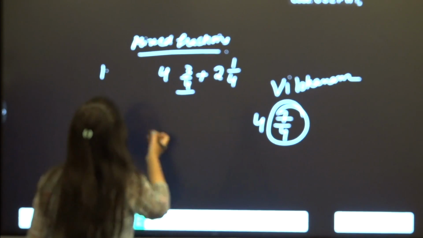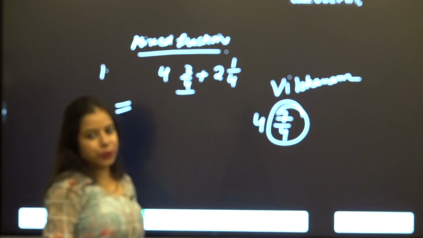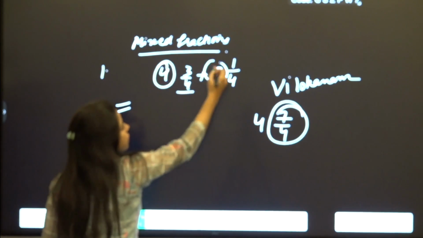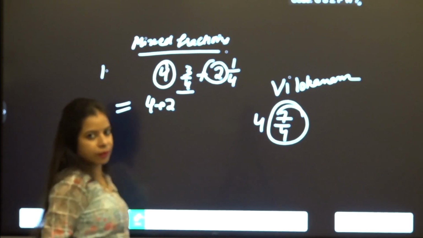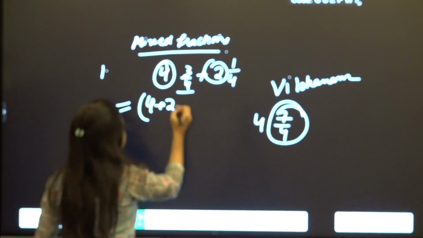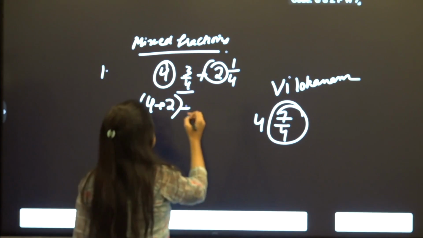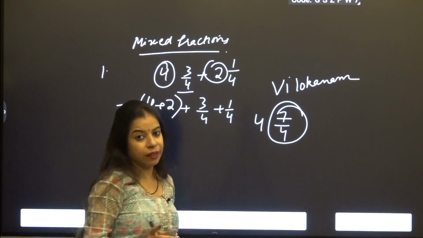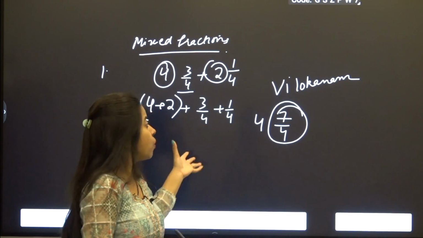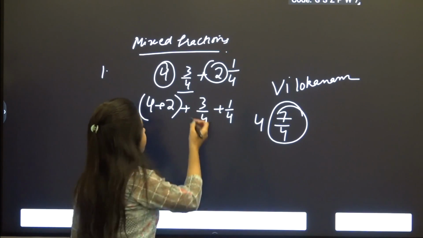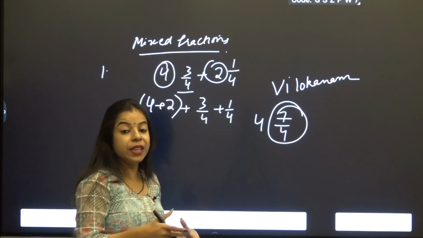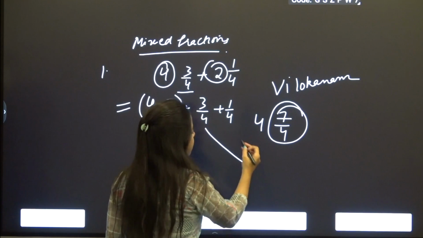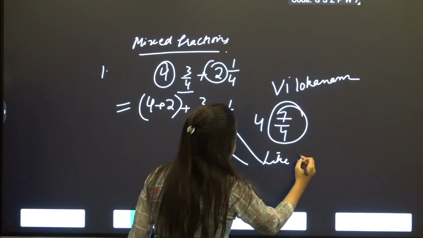Next, let us see how we are going to perform the addition. The whole part is 4 and 2. So 4 plus 2, which we handle separately, plus 3 by 4 plus 1 by 4. Again, one more observation or Vilokanam. Here, either we will be given like fractions or unlike fractions. Here, they are like fractions.